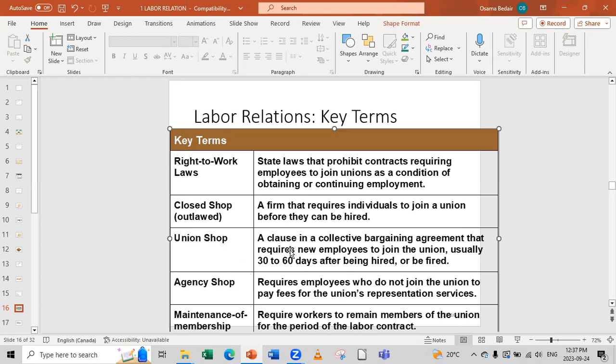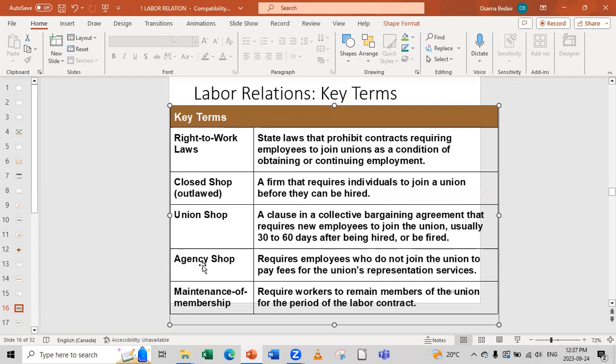Union shop: a clause in a collective bargaining agreement that requires new employees to join the union, usually 30 to 60 days after being hired. The agency shop, number four, requires employees who do not join the union to pay fees for the union's representation services. So if you didn't join the union, you have to pay fees in that case.